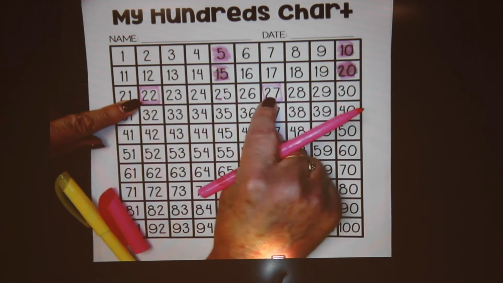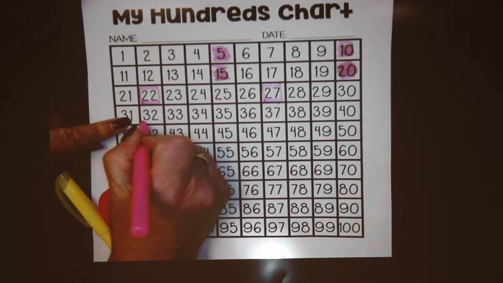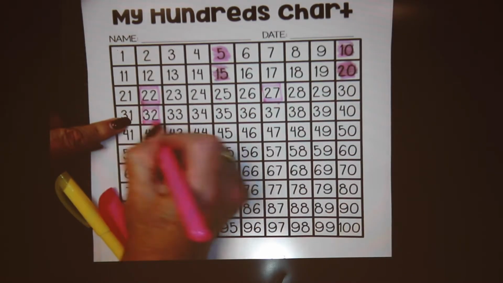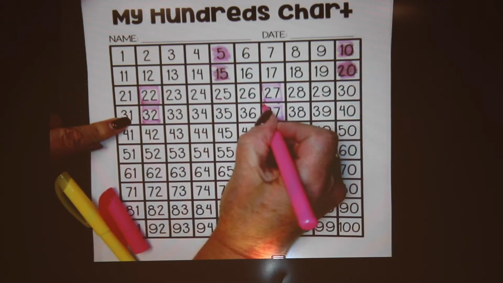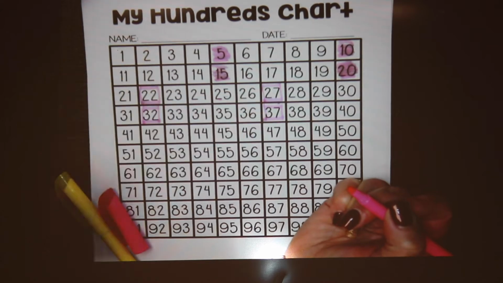So that would be like skip counting by fives. And then I could do it again. 1, 2, 3, 4. And there it is. Notice my pattern on skip counting by fives? They stay all in a line, don't they?